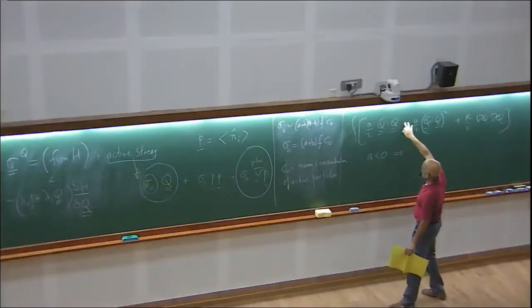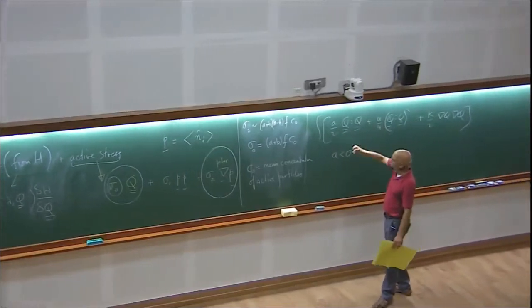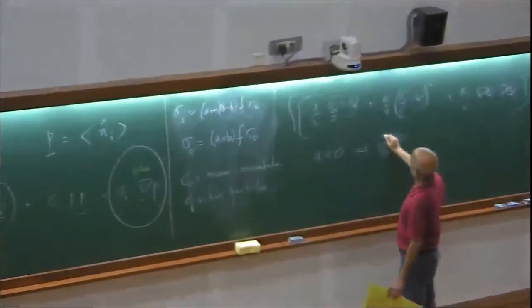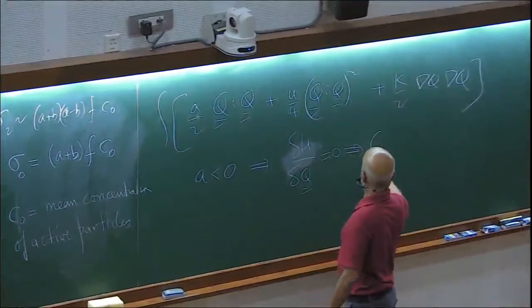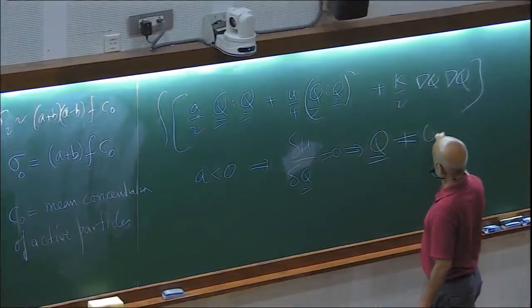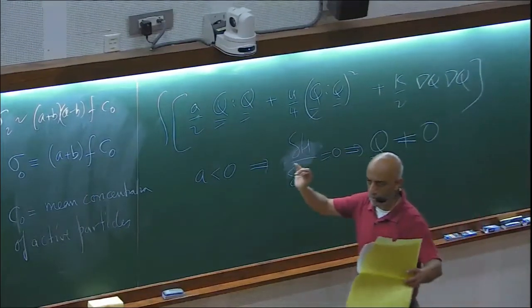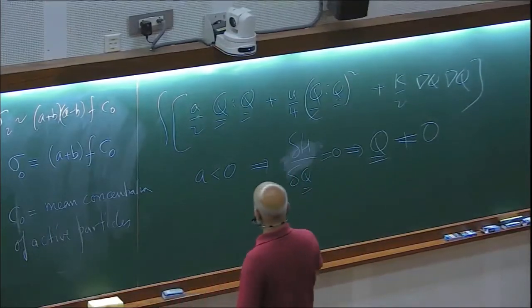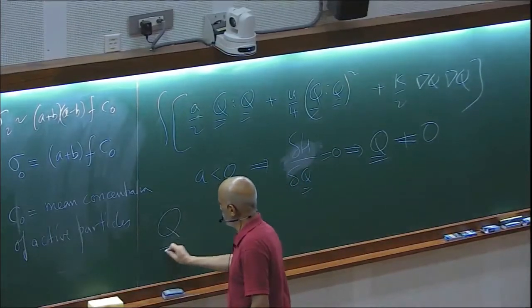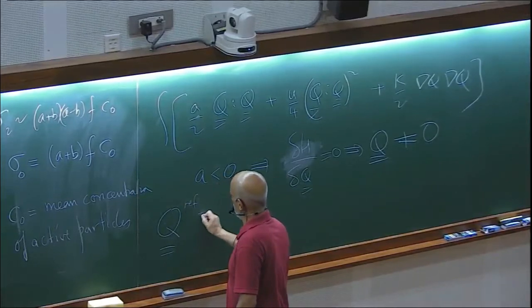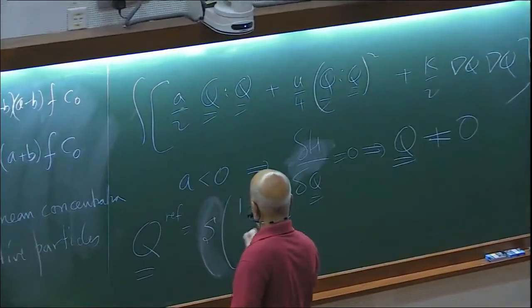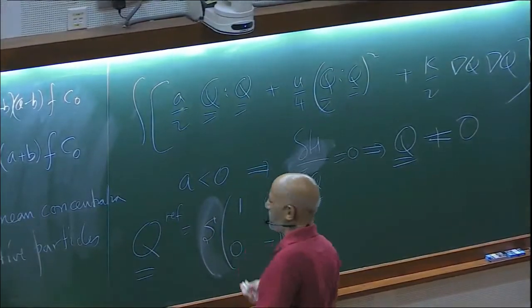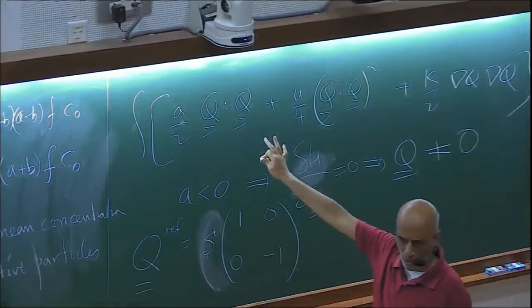As I said, really I should have a Q cube term as well. You can do all that. Choose parameters such that the stable solution is Q not equal to 0. Nematic. Okay? And let's diagonalize that, the reference state. Let's write it as... a two-dimensional analysis suffices for everything I'm doing here.